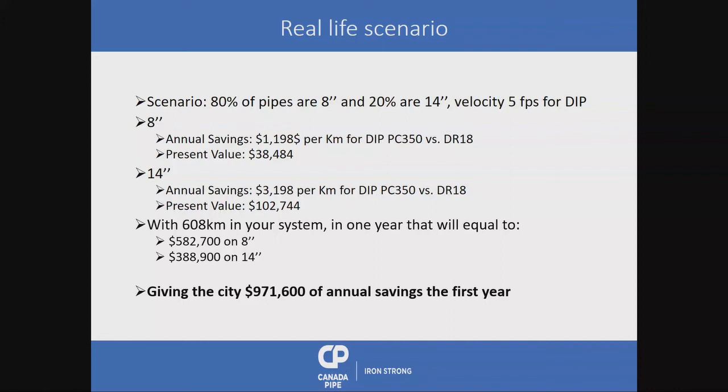Well, if we switch them to ductile, they'll save per year almost $1 million a year just on pumping water. And that's in a small community. So bigger communities, saving millions and millions of dollars.